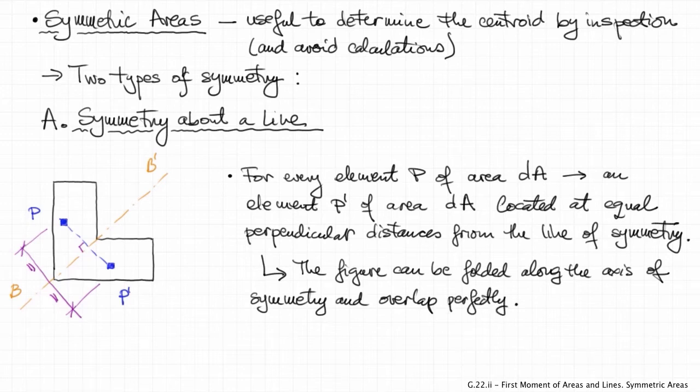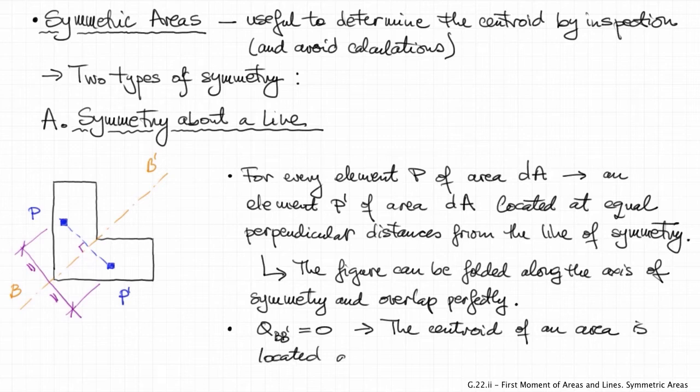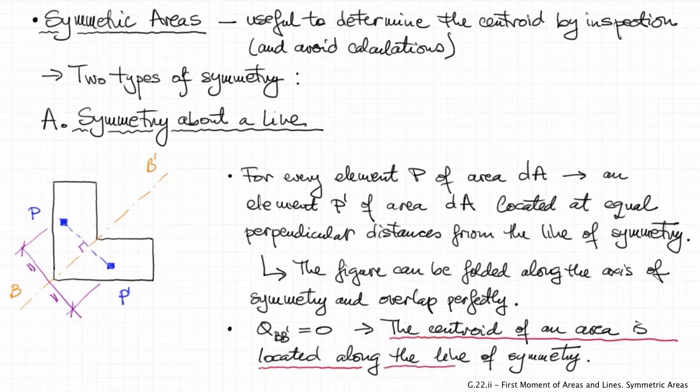Now if you were to calculate for this case the first moment of area with respect to the BB prime axis, this will be 0 because of the positive and negative signs of the distances to the elements P and P prime. So therefore, the conclusion is that the centroid of an area will be located along the line of symmetry, if of course that area has a line of symmetry. So we know that in this case, the centroid is located somewhere along BB prime.